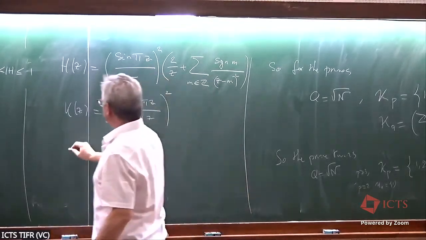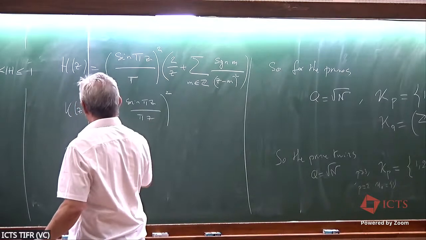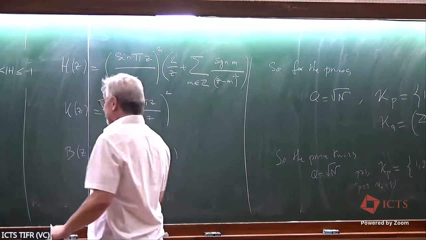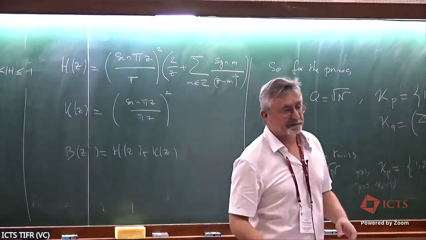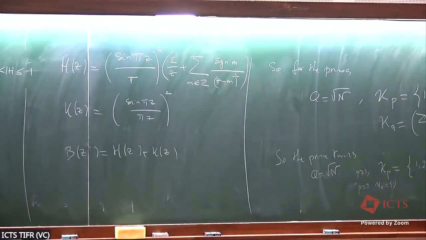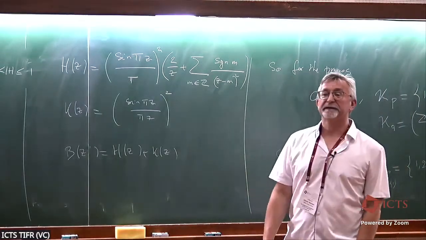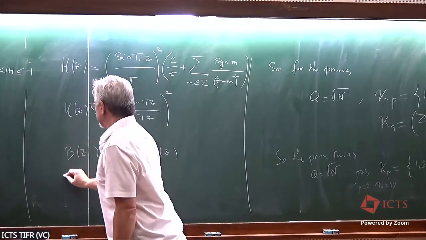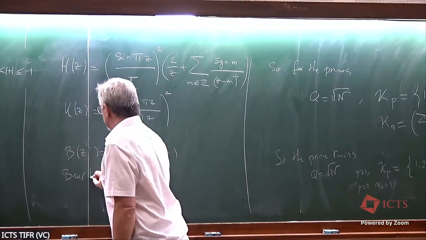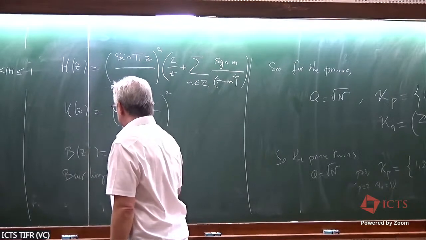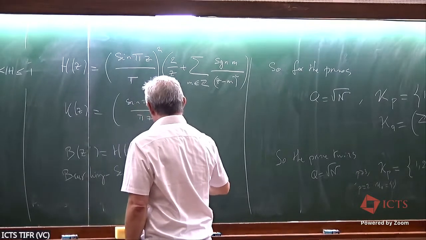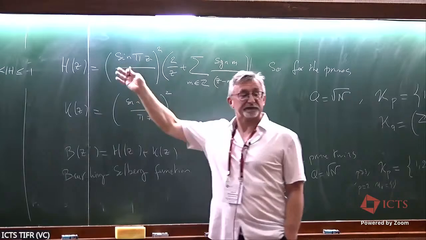And what you have is B of z equals H of z plus K of z. This one is an analytic function that has been introduced by Beurling in the 20s, that has been rediscovered by Selberg in the 50s. So this one is called the Beurling-Selberg function. As you can see, it's an analytic function.